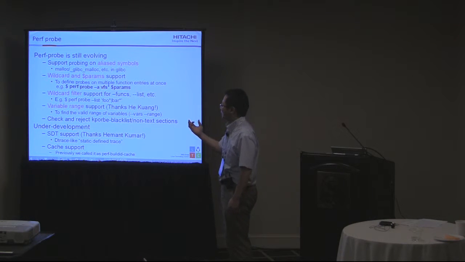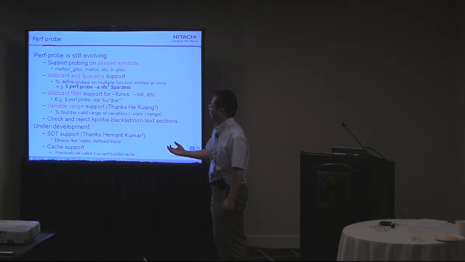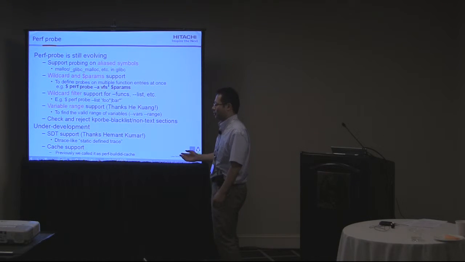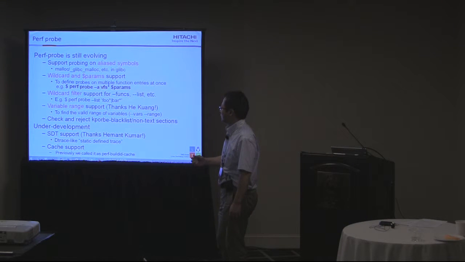However, it is hard to find the true name of the function, so there are alias names, like the user name inside the glibc. So Perf-probe finds that alias name from the glibc binary, and you can use it. And also we support wildcards and the param.